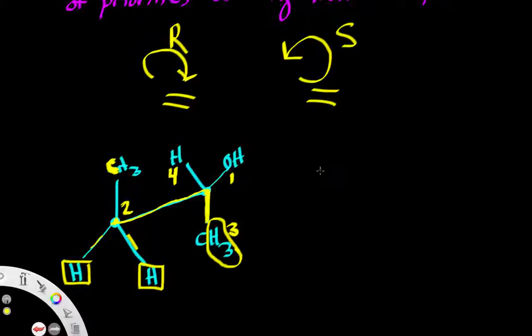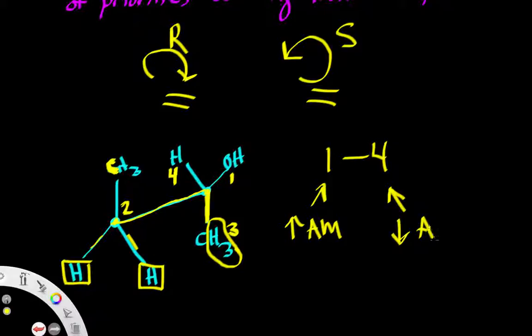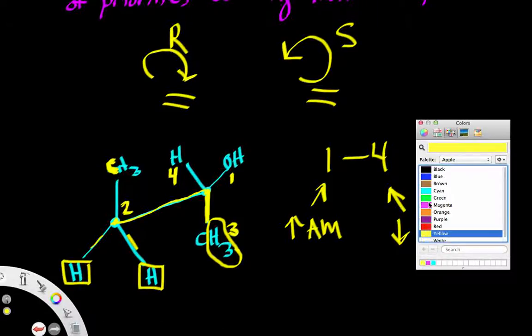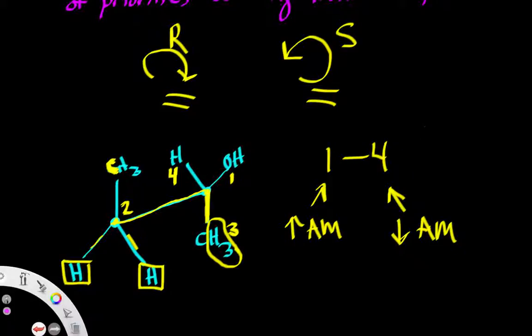And whenever I'm assigning these from 1 to 4, I'm suggesting that 1 is going to have the highest atomic mass, and 4 is going to have the lowest atomic mass. So that is how we are numbering these in order. So now let's count our priorities and see what orientation we have them in. If we are counting this as 1, 2, 3, and 4, we are moving in this direction, and we end up with an S configuration.